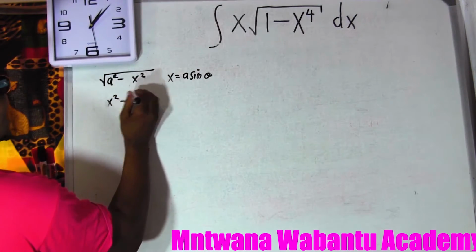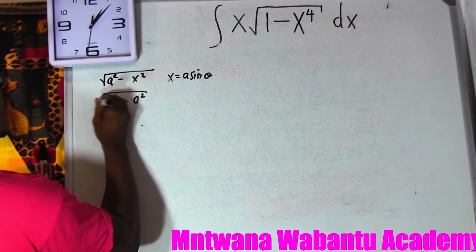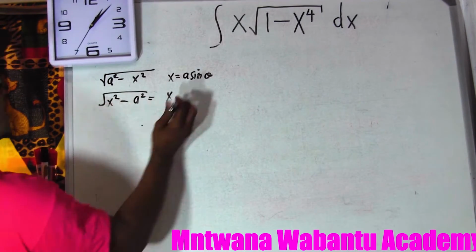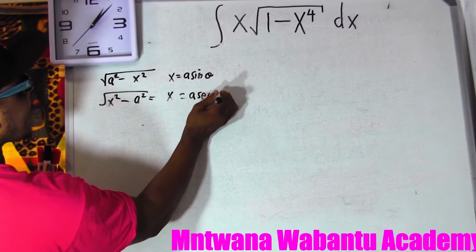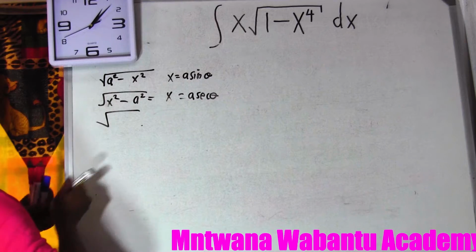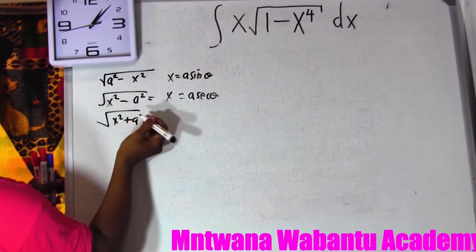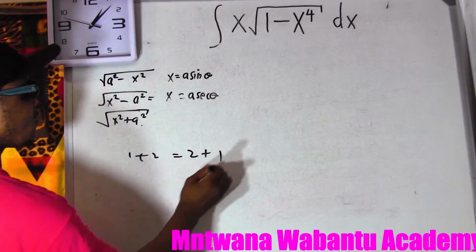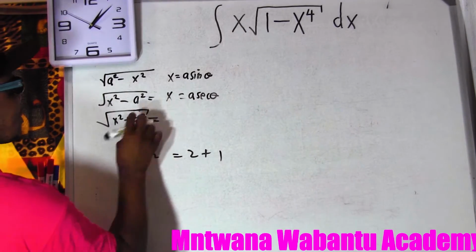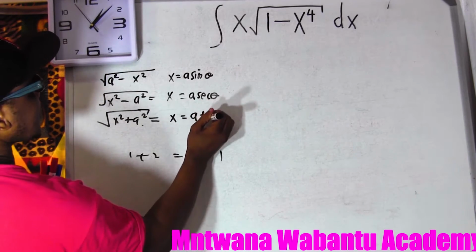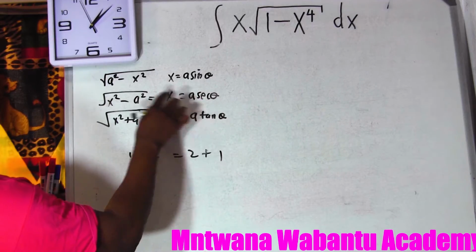If you have this format here, let's say x squared minus a squared, this is sec, so I'm going to say x equal to a sec theta. But if you have plus, let's say x squared plus a squared, or vice versa, because 1 plus 2 is the same as 2 plus 1, then this is tan, so you say x equal to a tan of angle, with no square. You see, with no square, take a.